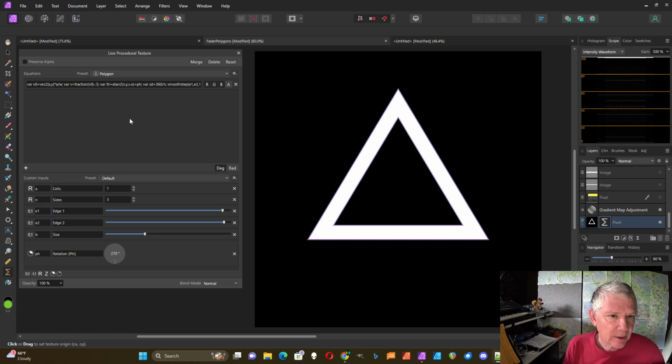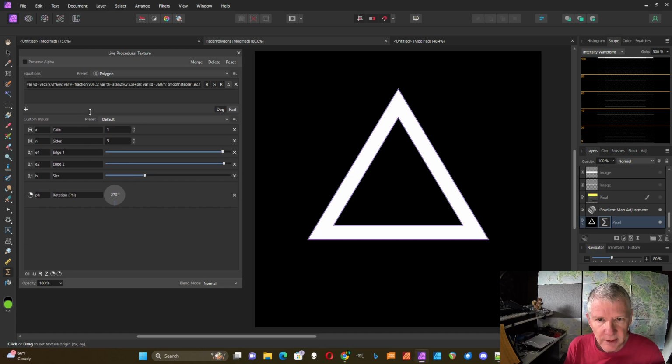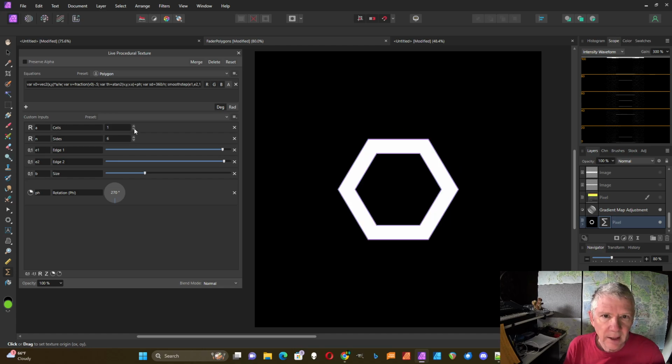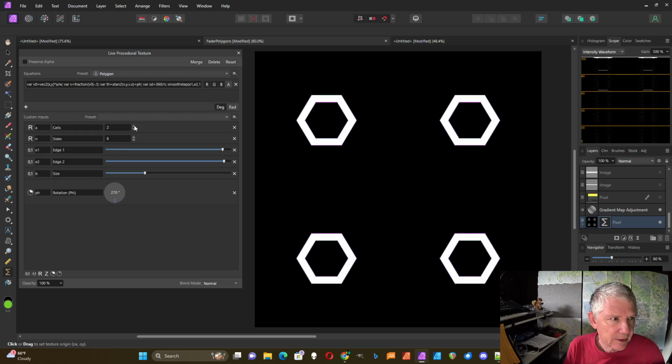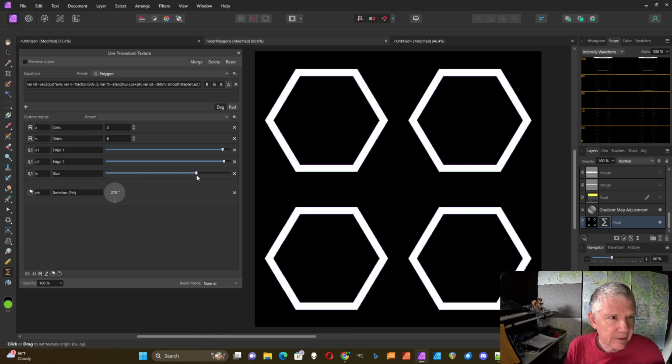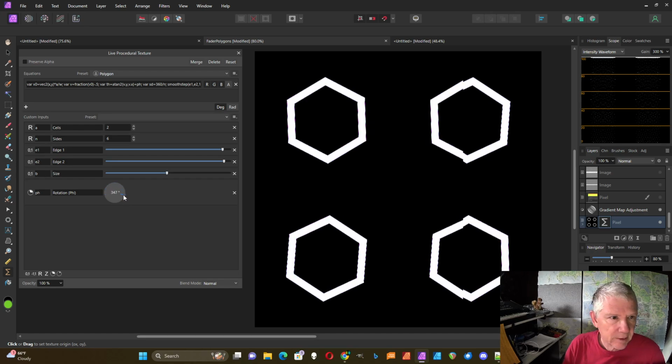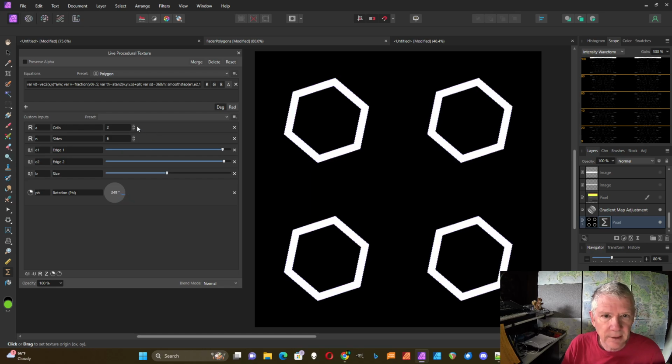I'm going to show how to make polygons using shader methods in Affinity Photo's procedural texture filter. So here's my triangle. I can control the number of sides of the polygon with this parameter, and I can control the number of cells there are with this one. I can control the size of it over here, or I can control the rotation with this, or if I hold shift down, I can go to any rotation.